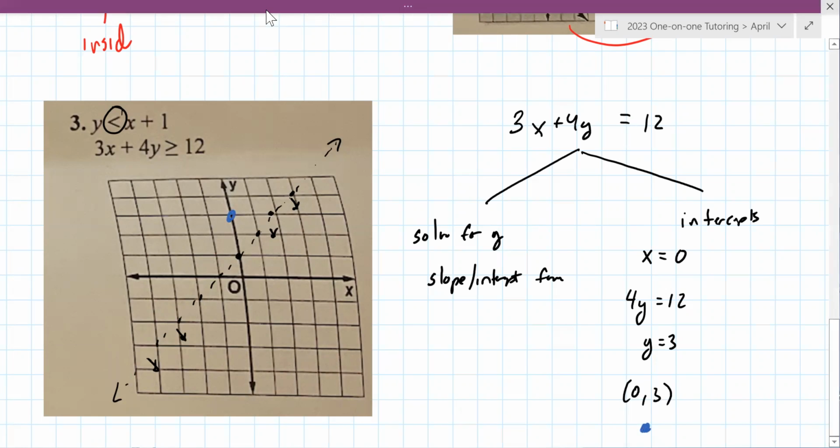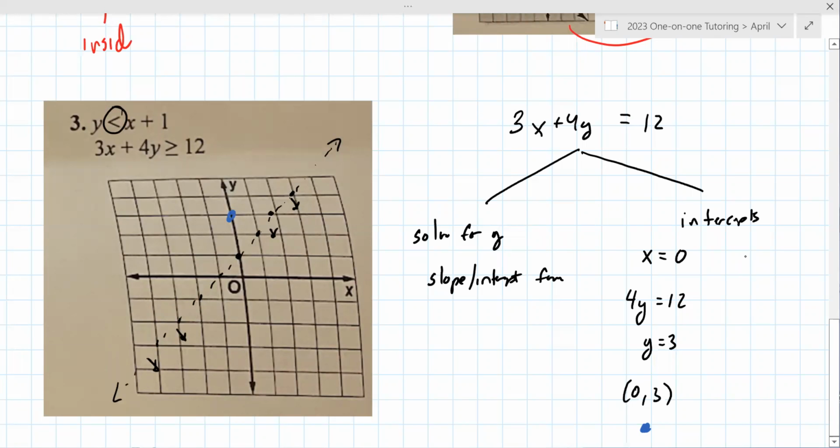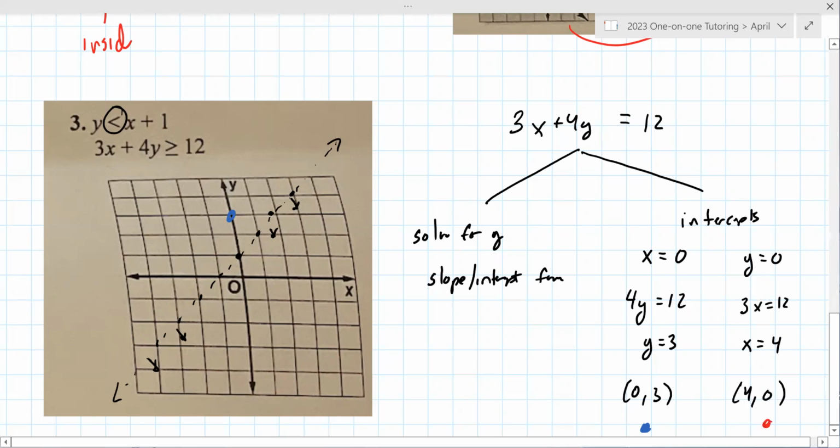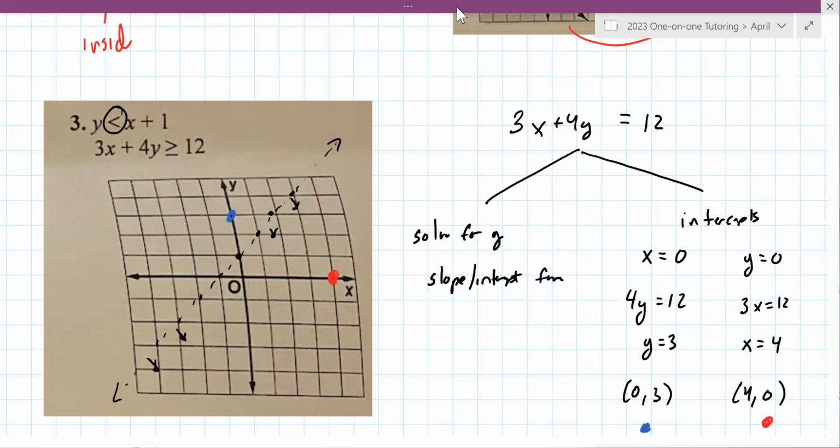We're similarly going to set y equal to 0. And notice back here in the original equation, 4 times 0 is 0, so it's really 3x equals 12, x equals 4. That corresponds to 4, 0. So that's that point right there. Okay, so what do you think of that approach? Do you like it? Do you dislike it? I sure like that. Okay. That's easy.